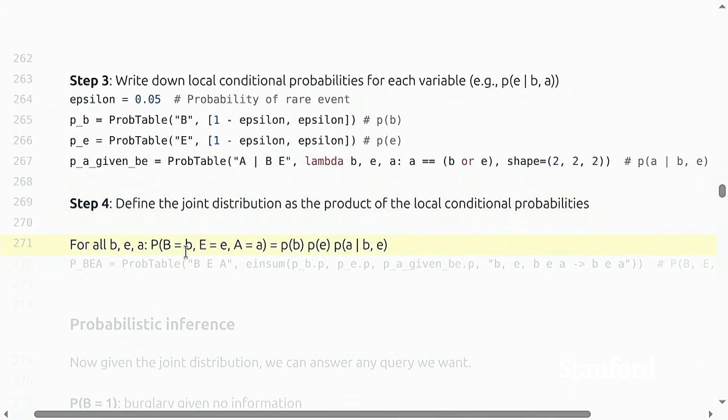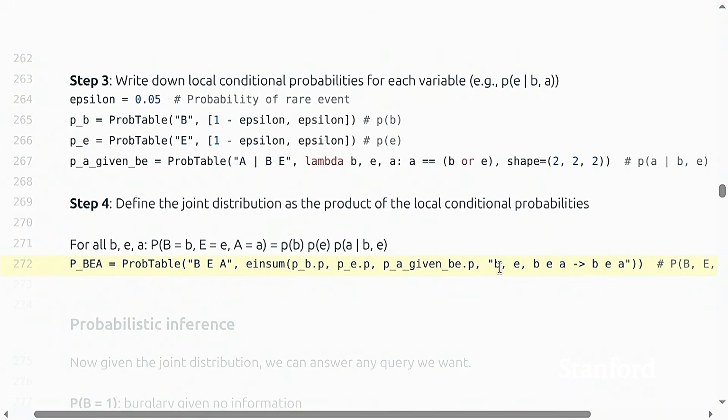And here, this means for every possible assignment to B, E, and A, the joint distribution is defined to be the product of the local conditional distributions. Whenever you see something like this, where there's a bunch of for-alls, and each of these is represented as a tensor, and you multiply the tensors together, then you can use einsum. Let's see what's happening. I have PB, PE, and PA given B and E, and I'm multiplying all these things together. That's what einsum does.